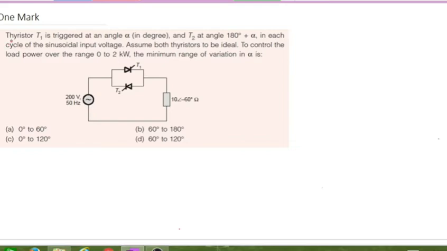Now read the question once. Thyristor T1 is triggered at an angle alpha and T2 at an angle 180 degrees plus alpha in each cycle of the sinusoidal input voltage. Assume both thyristors to be ideal. To control the load power over the range 0 to 2 kilowatt, the minimum range of variation in alpha is.